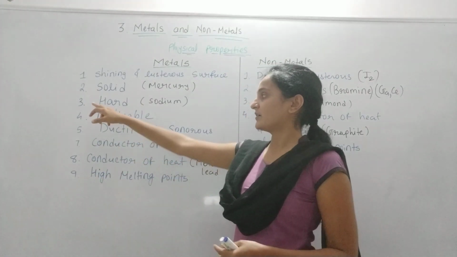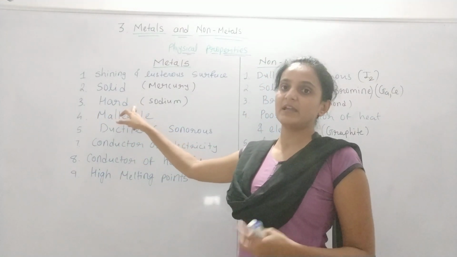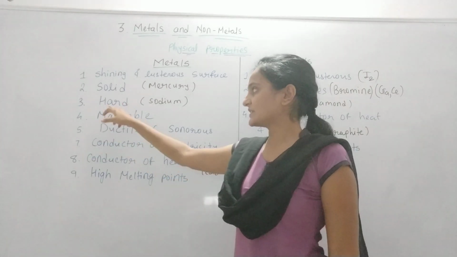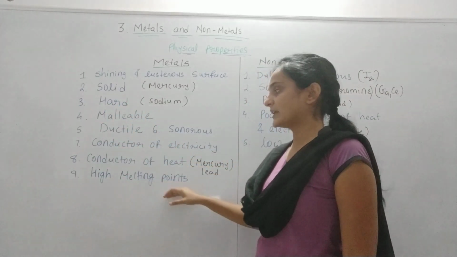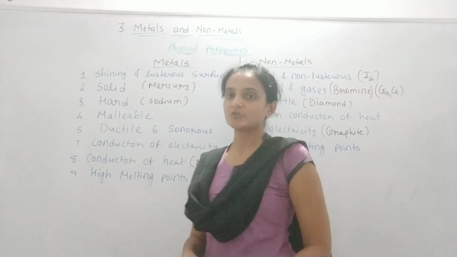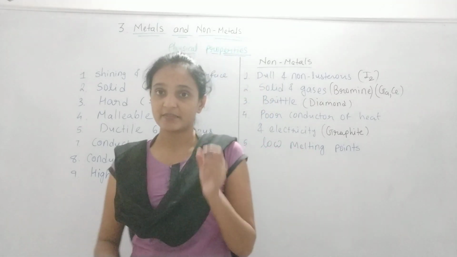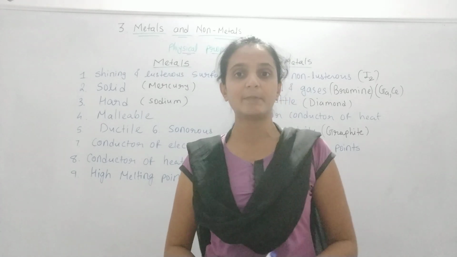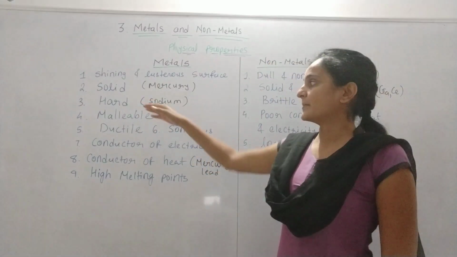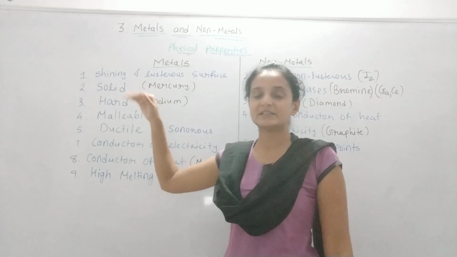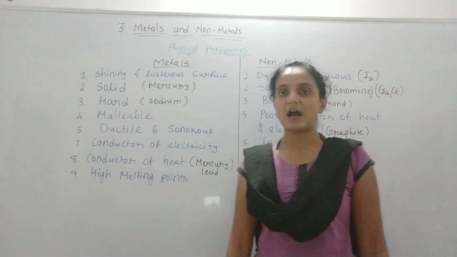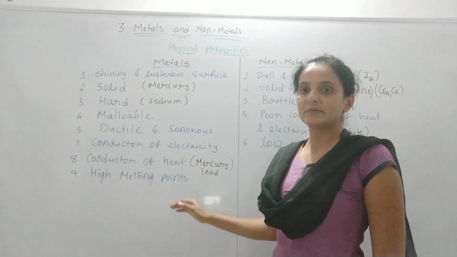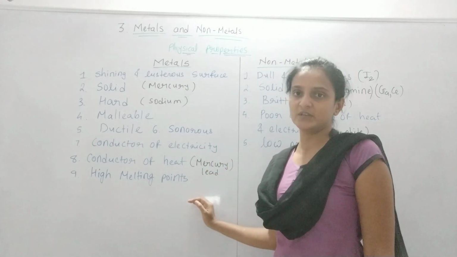Now, we have seen the third property of metals, that they are hard in nature. So obviously, if they are hard, then their melting point is also going to be high, because as you all know the definition of melting point: the temperature at which any substance starts melting is called the melting point, right? So as metals are hard in nature, obviously their melting point is also going to be high, right? So these are all the basic physical properties of metals.